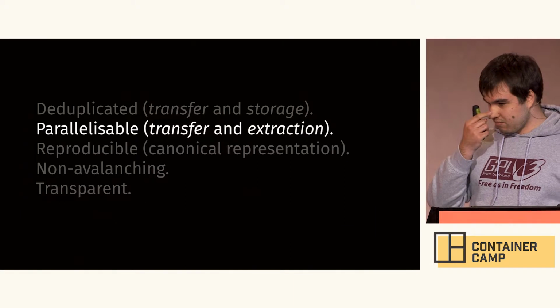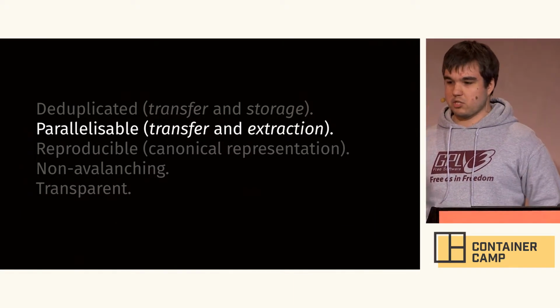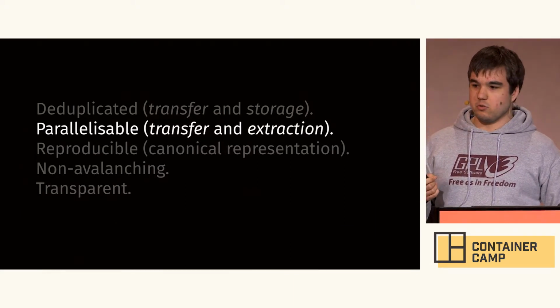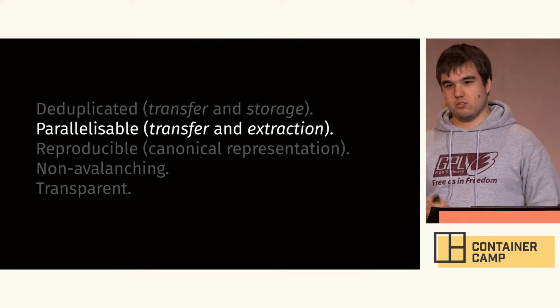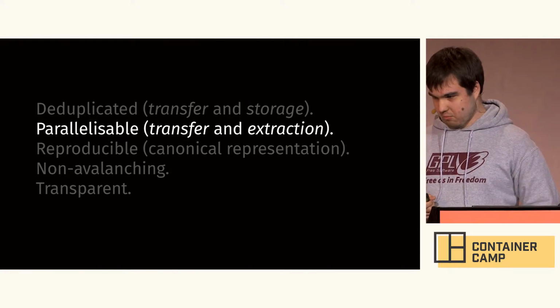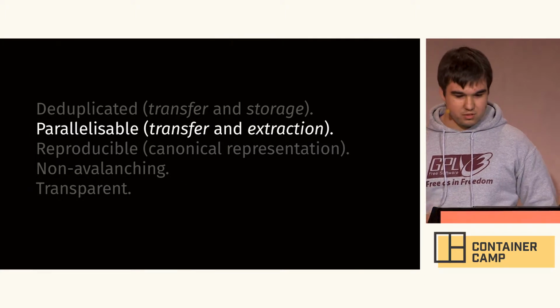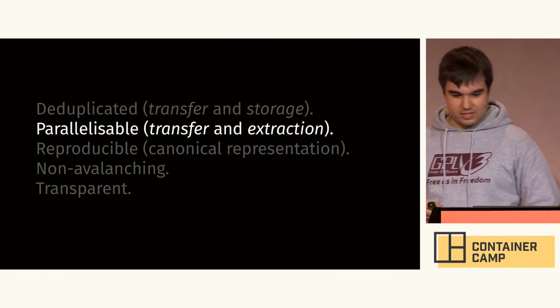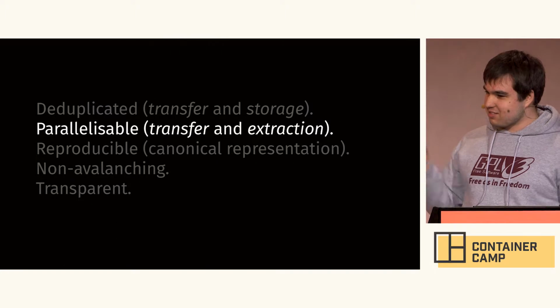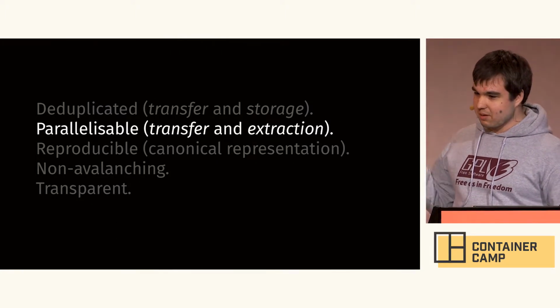Another important one is parallelizable, by which I mean it should be possible to use all the CPUs on your machine to pull and extract images. We no longer live in the world of single core, so having more than one core is great. This will become important again when I start complaining about tar.